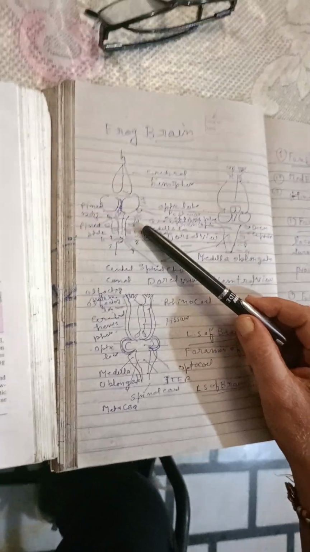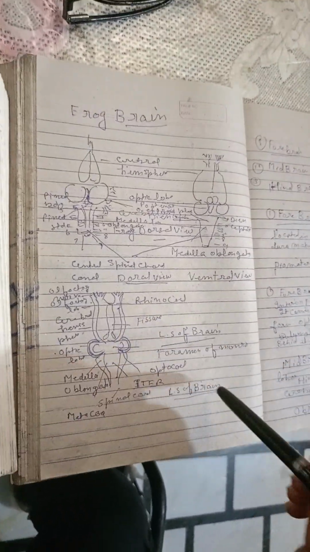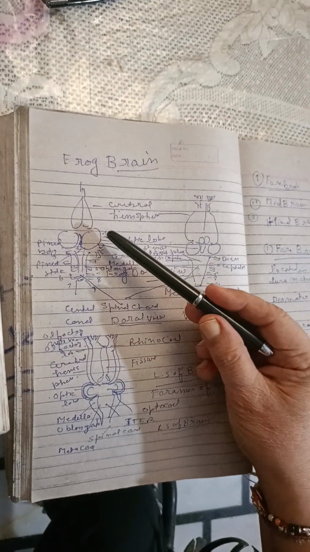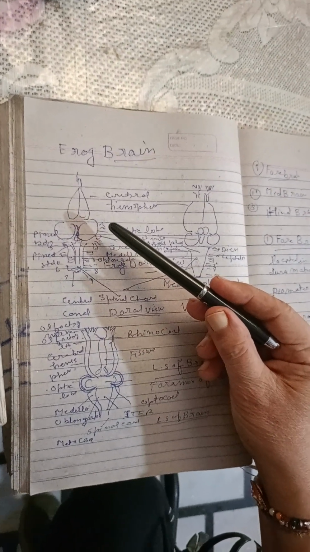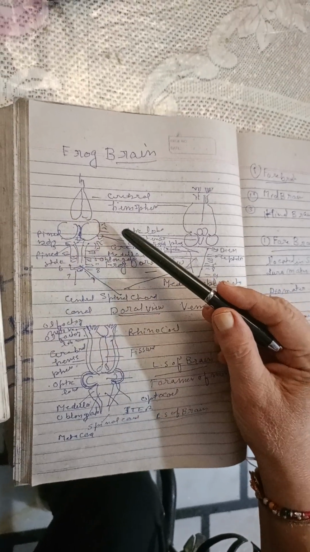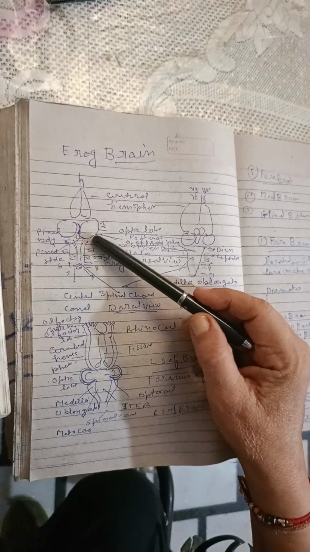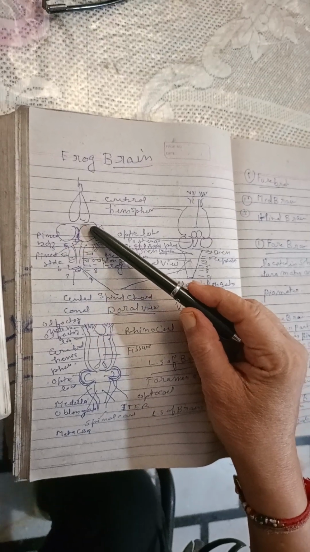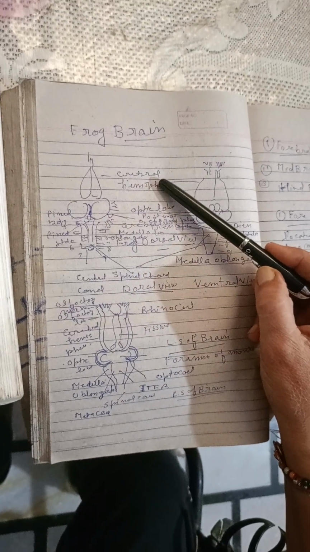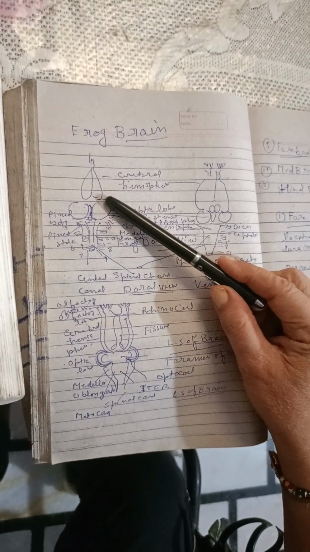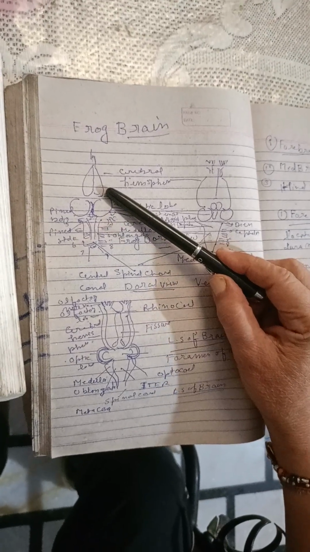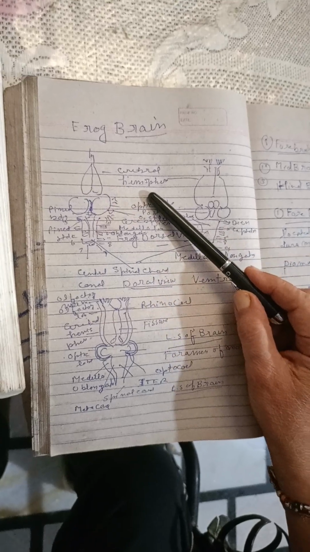structure of frog brain, and it contains three membranes: pia mater, dura mater, and third is arachnoid. The brain is located in the cranial cavity, and it contains forebrain, then midbrain, then hindbrain. The forebrain is called cerebral hemisphere.